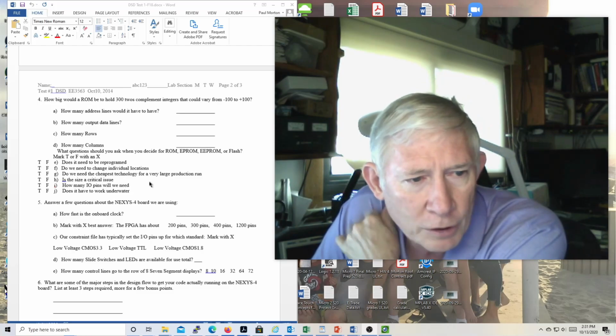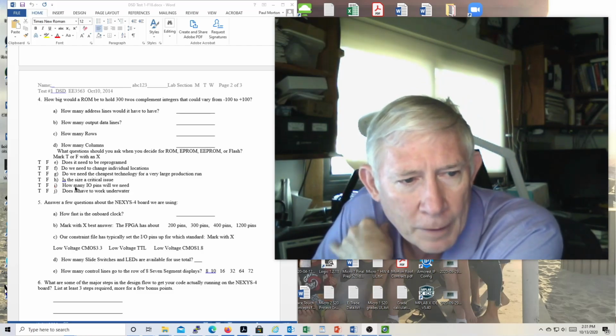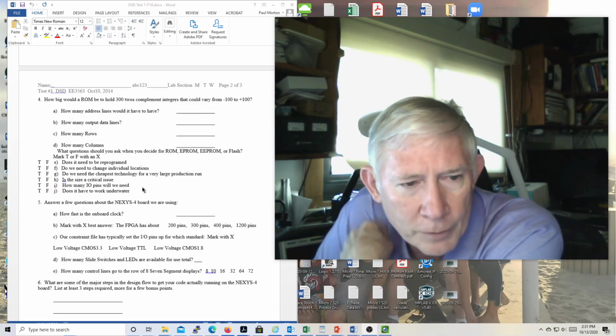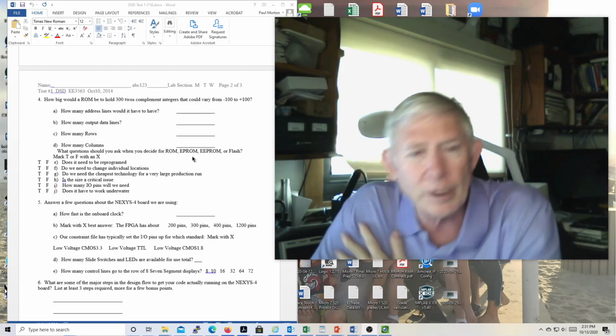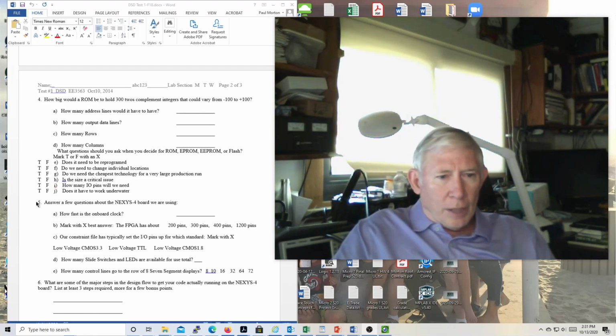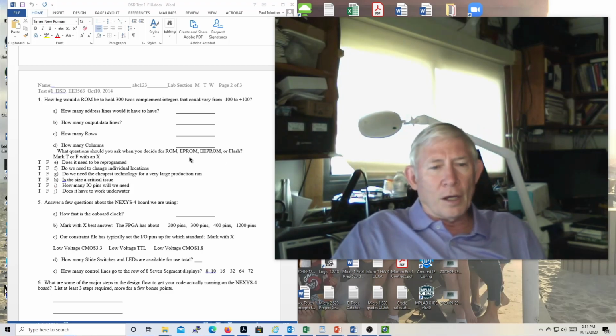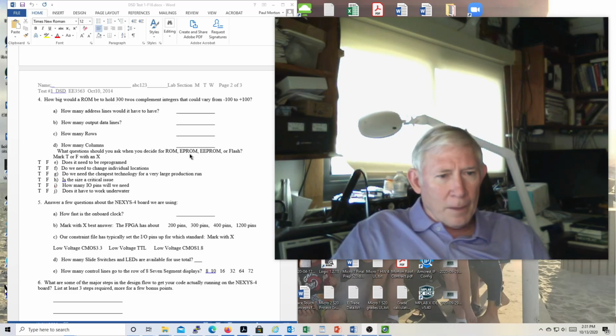Is size a critical issue? That's probably less of a question. How many I/O pins will we need? Yeah, that's also something you might want to ask, whether you're going to get it connected by, say, I2C, or whether you're going to have a parallel interface to it. And does it have to work underwater? It doesn't have anything to do with these. That has to do with sealing it up nice and tidy.